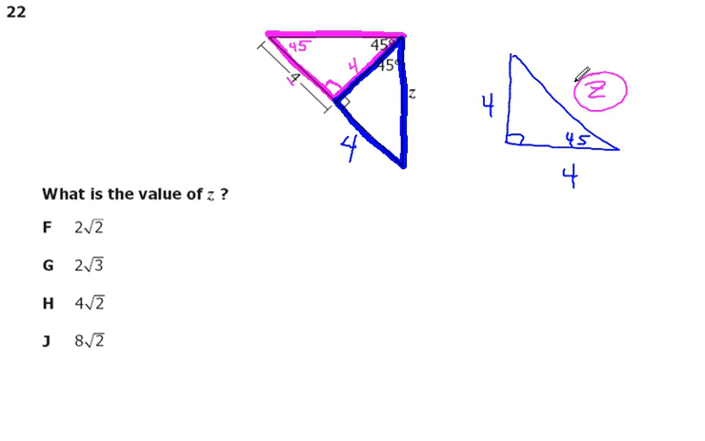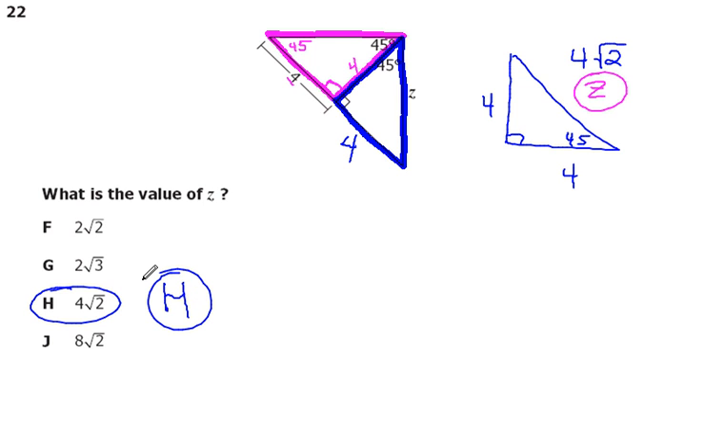In a 45 triangle, to find the missing side, if I'm given two legs, all I need to do is add a square root of 2 onto my given length. The correct choice is H.